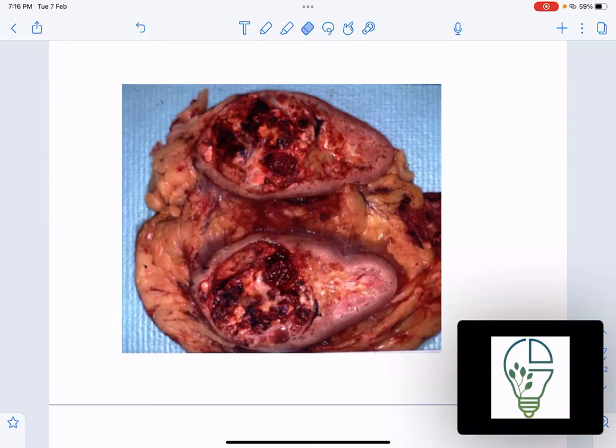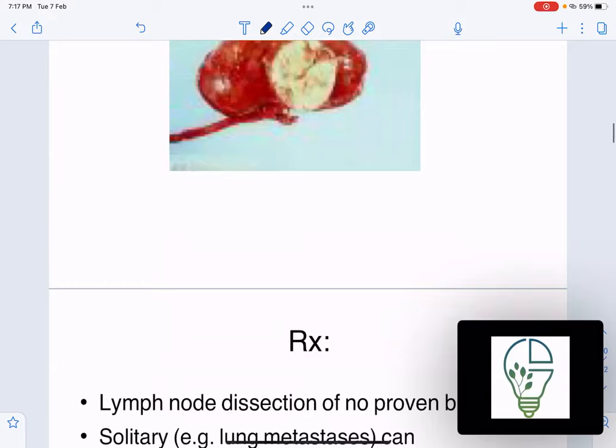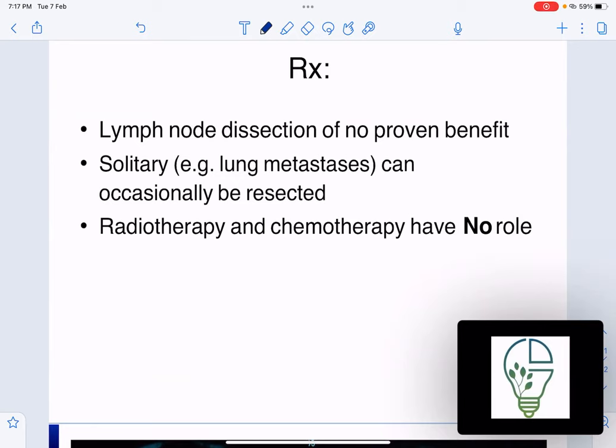This is how it looks grossly. And this is again a gross image of the same. This is the cytology, if we were to look at it under the microscope. Another gross image. And some tumors, for example, especially breast, etc., they do a lymph node dissection, meaning they remove as many lymph nodes as they can to prevent the spread of the tumor.